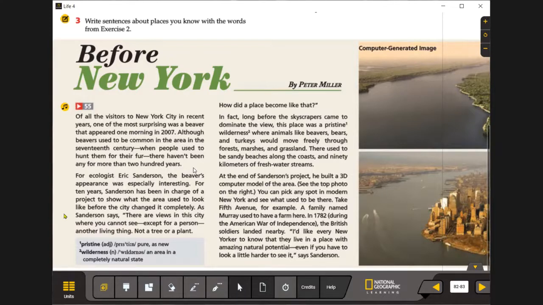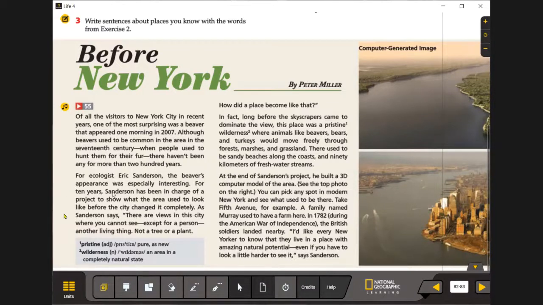Okay. Before New York, of all the visitors to New York City in recent years, one of the most surprising was a beaver that appeared one morning in 2007. Although beavers used to be common in this area in the 17th century, when people used to hunt them for their fur. There haven't been any for more than 200 years. Okay, thank you. Yes, Robert.